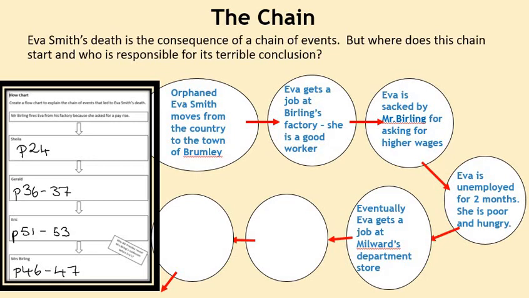First thing I would like you to do today in terms of written work is exploring the chain of events. So Eva Smith's suicide is as a result of other people's actions. So we need to look at where the chain starts and who is responsible for its terrible conclusion. So you can either do it in these weird bubbles. I actually wouldn't do it like this, so I have no idea why I created this in the first place.